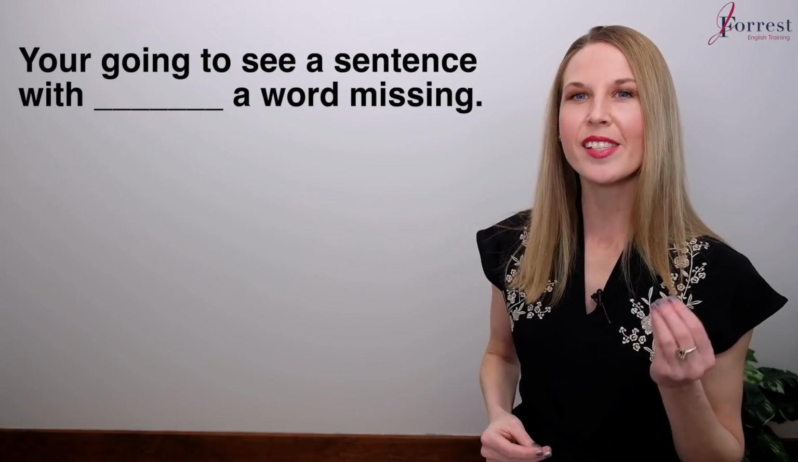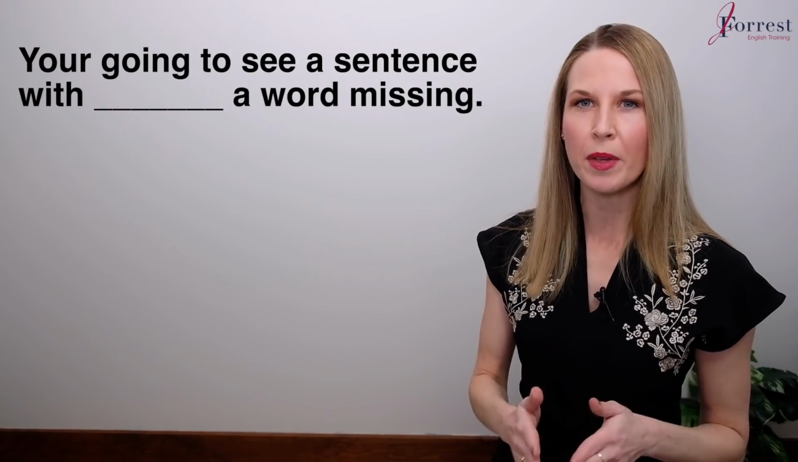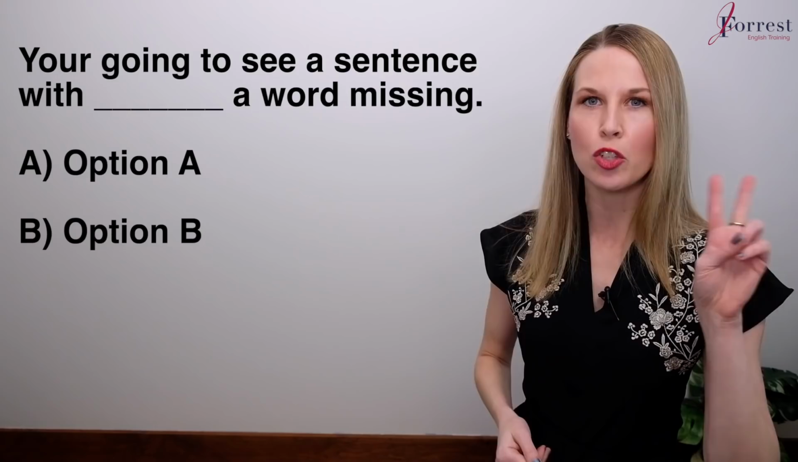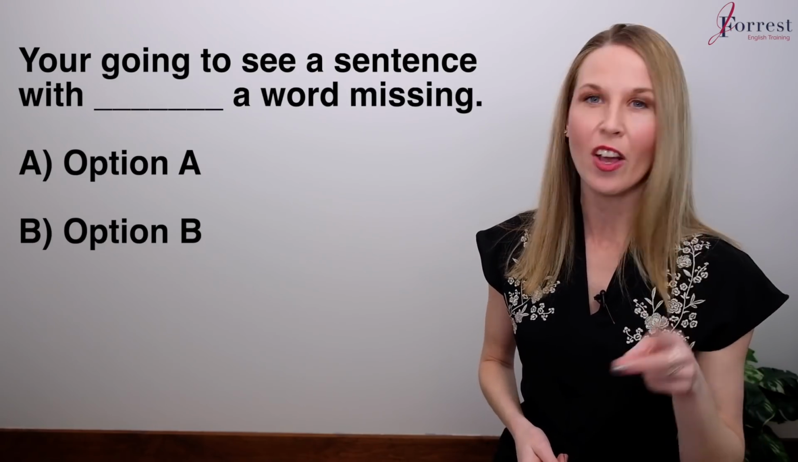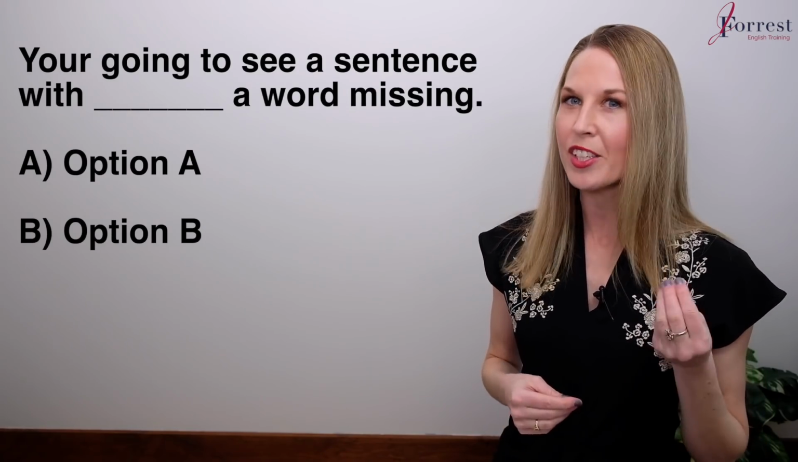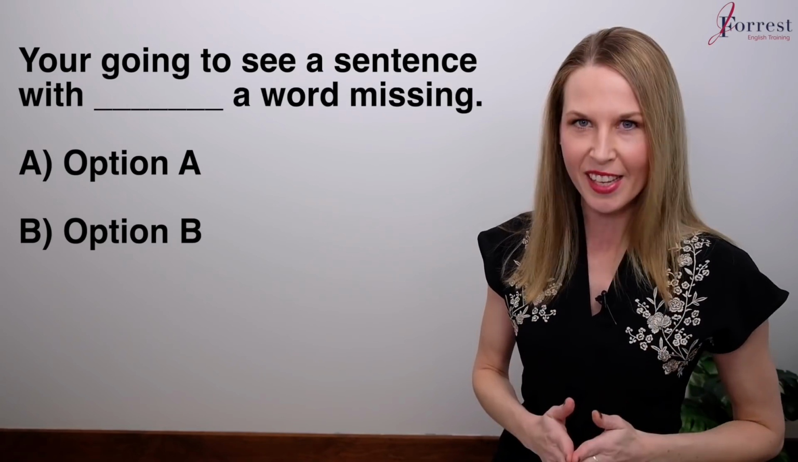Today, let's test your knowledge of advanced English vocabulary. So here's how the test is going to work. You're going to see a sentence and there's going to be a blank, a missing word. And then you're going to be given two options, option A, option B. And then you have to decide which option completes the sentence.